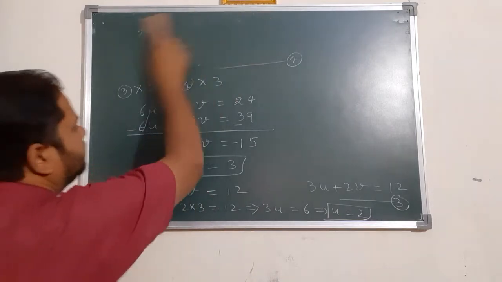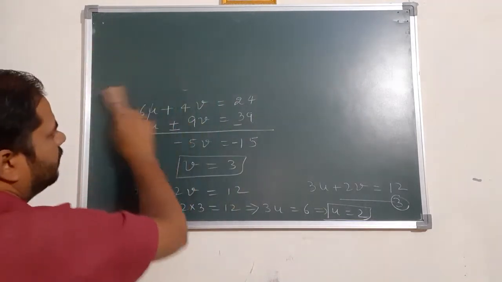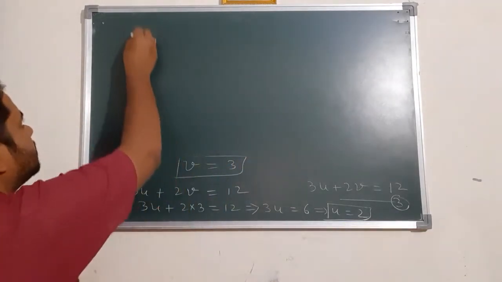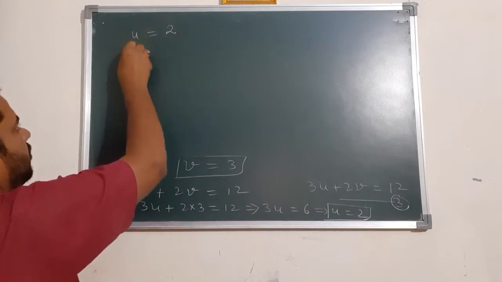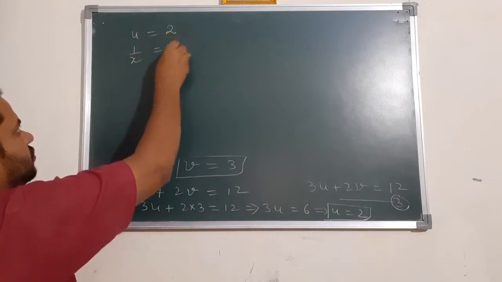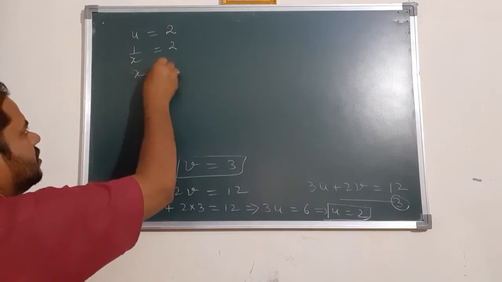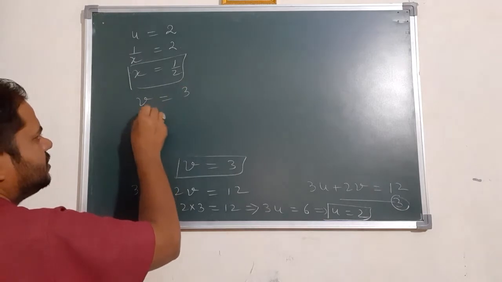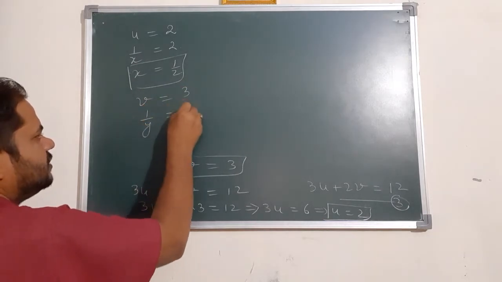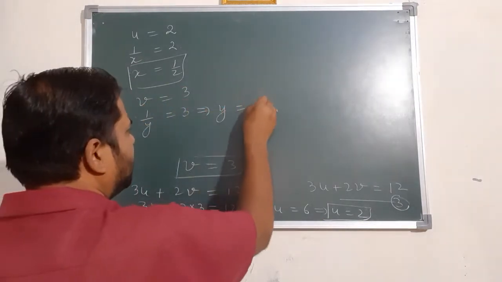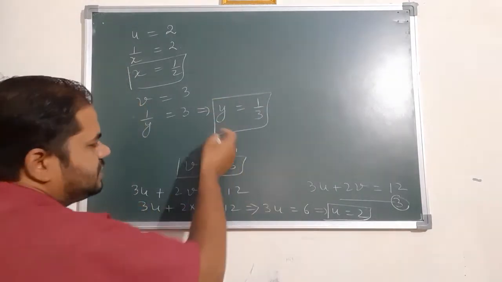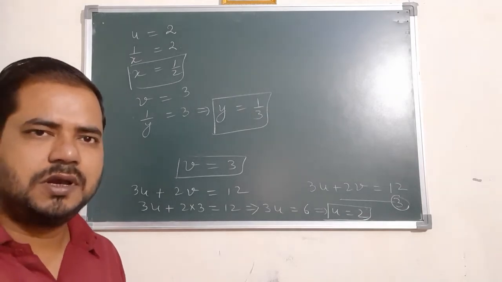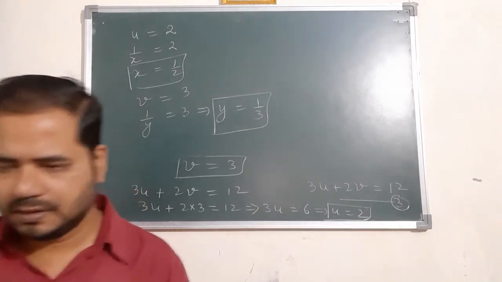Now see, u is equal to 2, and we supposed 1 upon x is equal to u, so 2, so x is equal to 1 by 2. Similarly, v is equal to 3, that is 1 upon y is equal to 3, so y is equal to 1 upon 3. So these are the values of x and y. Please note it down, and then after we see the next question.